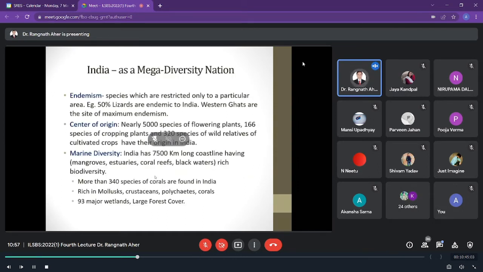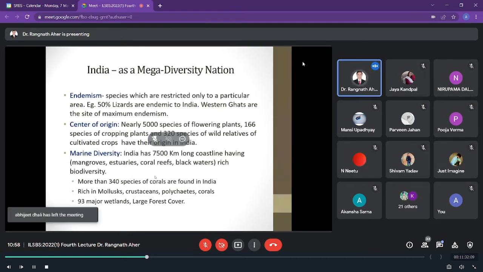The next point is India as a mega diversity nation. This is a very remarkable thing, that India is a mega diversity nation. First one, the endemism. The species which are restricted only to a particular area, it is called endemism. For example, 50% of the lizards are endemic to India. Western Ghats are the site of maximum endemism. Center of origin: nearly 5,000 or more than 5,000 species of flowering plants, 166 species of cropping plants, and 320 species of wild relatives of the cultivated crops have their origin in India.